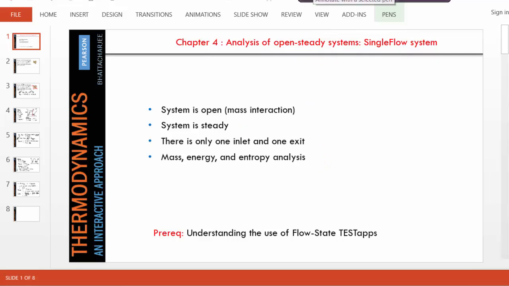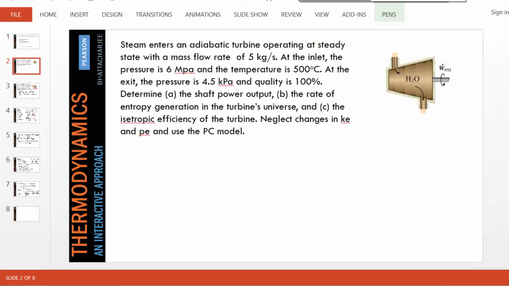We'll begin with the problem statement, a very standard problem in open steady systems: an adiabatic turbine. That means there is no heat transfer. The turbine is adiabatic, and it's operating at steady state with a mass flow rate given, inlet conditions given, exit conditions given, and we are asked to find the shaft power, the entropy generation, and the isentropic efficiency.